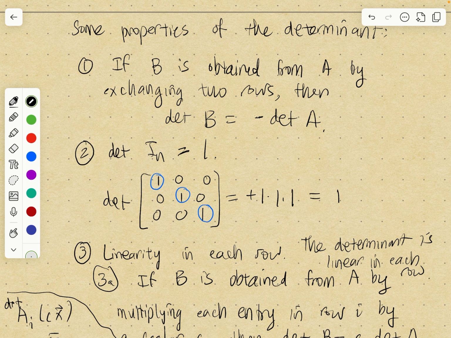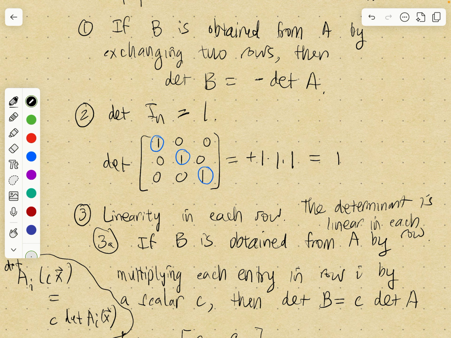And in the next video, we'll use these three properties to calculate determinants more effectively using row operations. You can kind of see how the row operations play a role in 1, 2, and 3, right? Number 1 is if you exchange two rows, that's one elementary row operation. And then number 3 addresses what happens if you scale a row, and then if you replace a row by that row plus a scalar multiple of a different row.